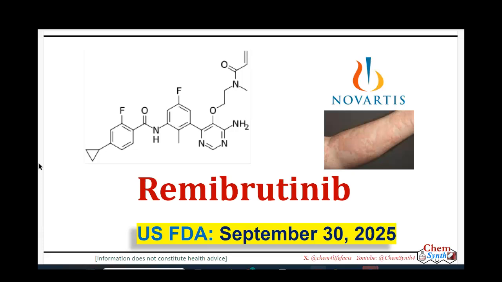Today I will be talking about a drug molecule Remibrutinib. Here is the chemical structure for the molecule. Novartis developed this drug and very recently they got the approval from US FDA for the treatment of chronic urticaria. Chronic urticaria is a skin disease. People get this who have an inadequate response to H1 antihistamines.